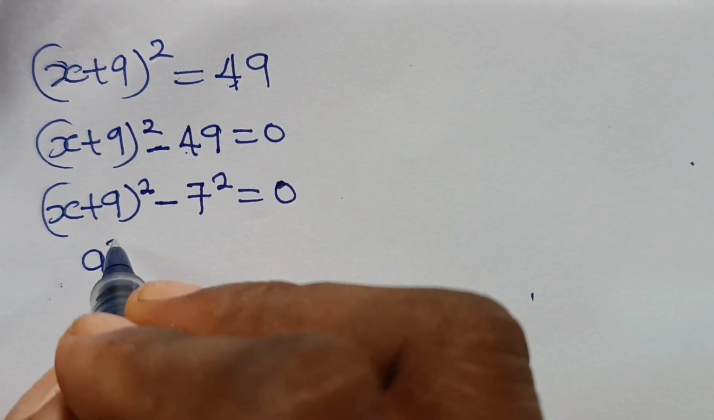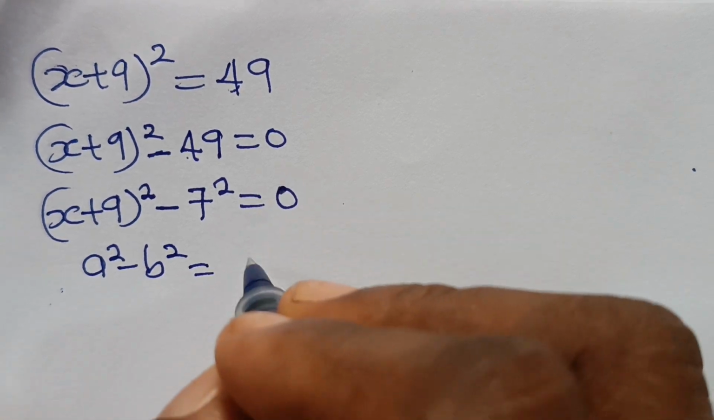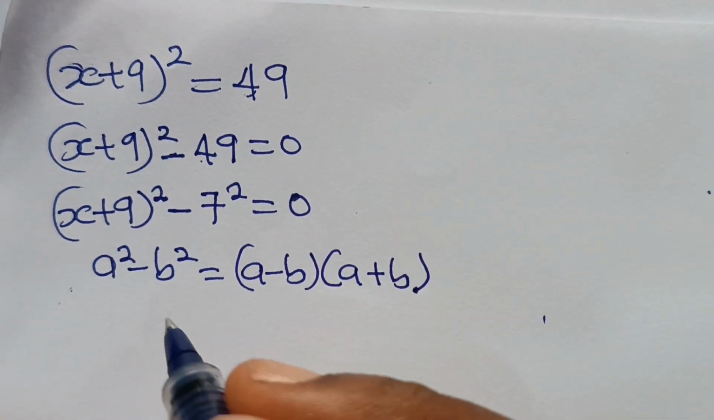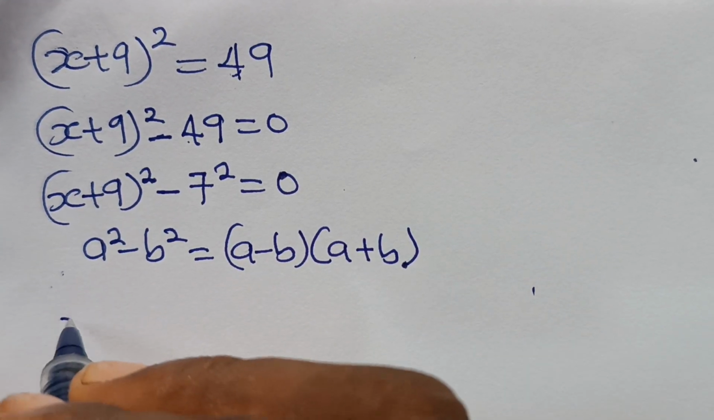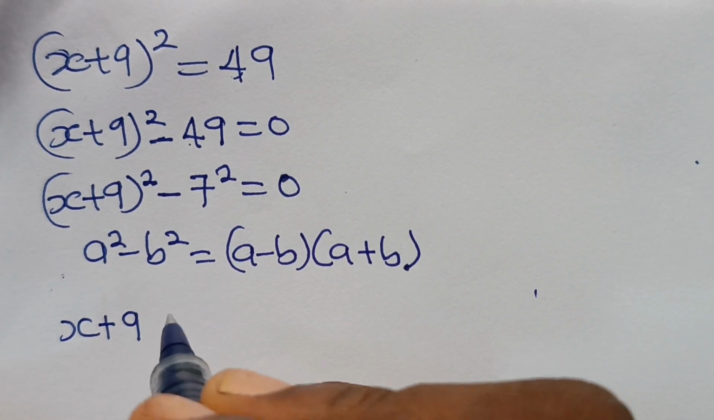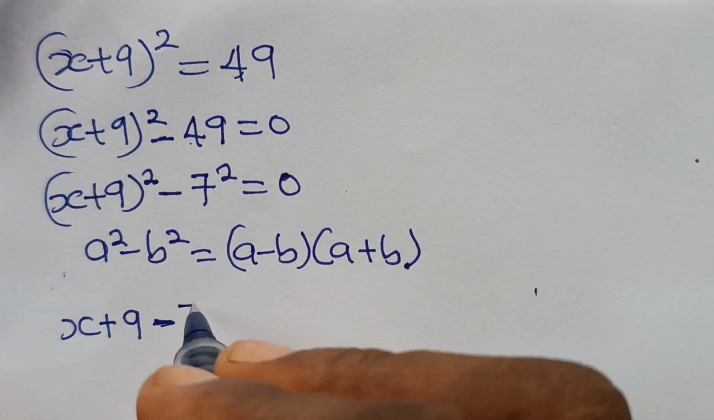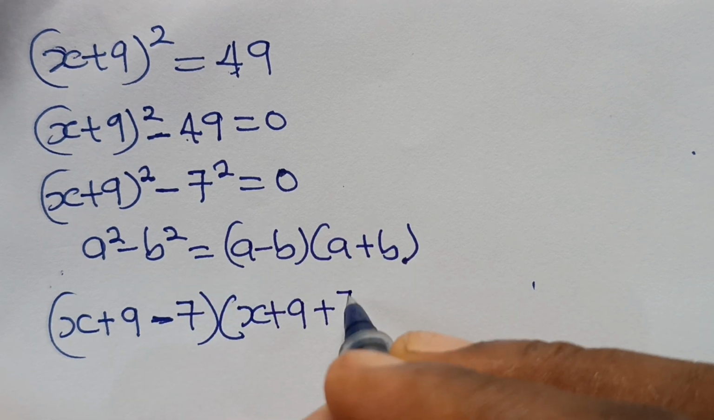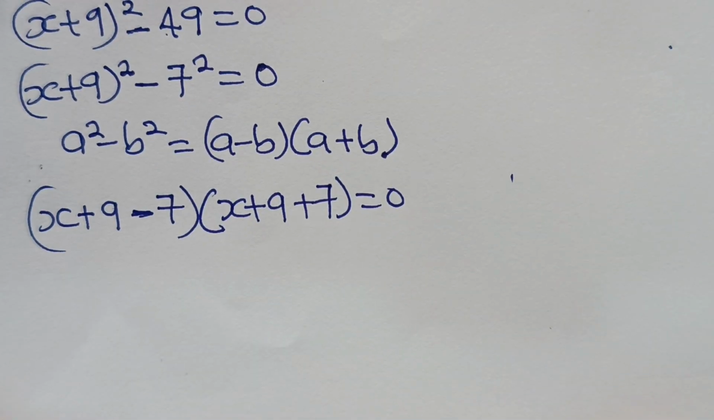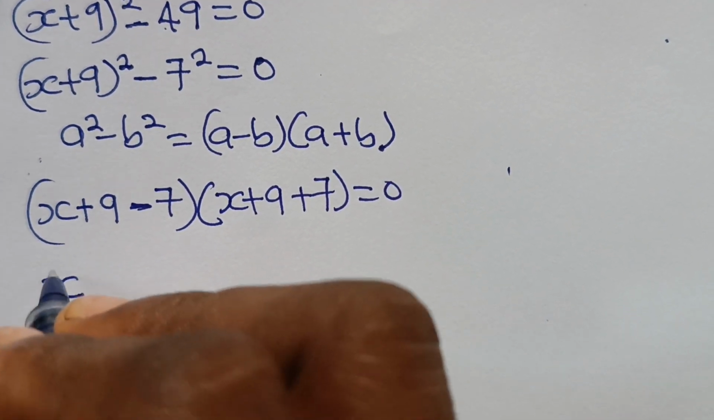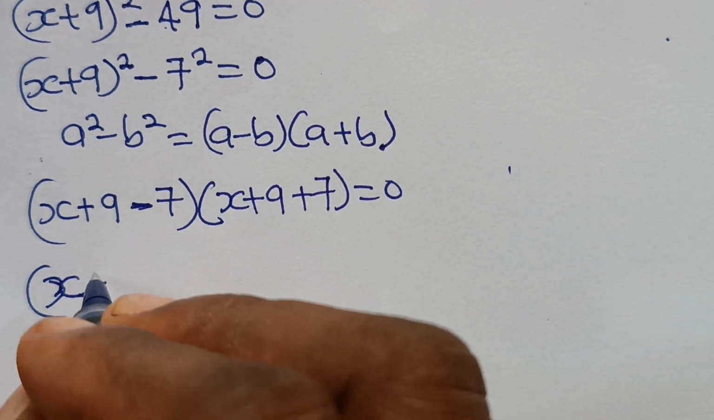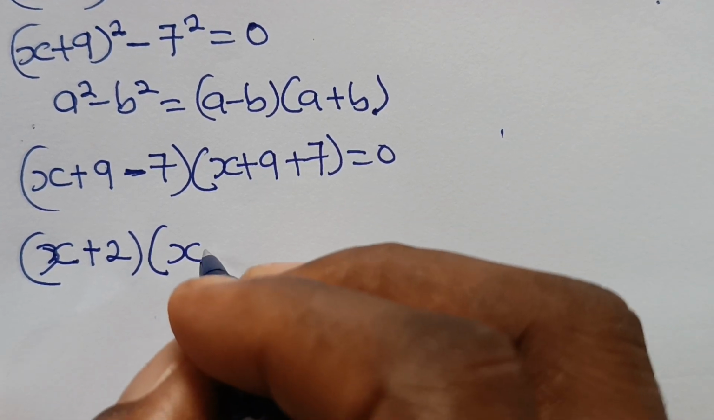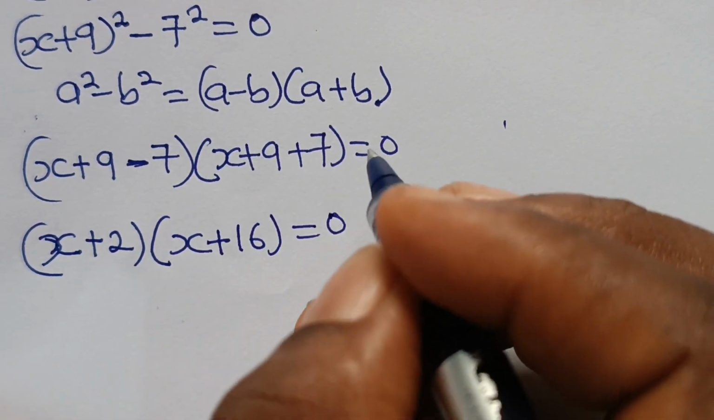Yes, remember that a squared minus b squared is equal to (a minus b) multiplied by (a plus b). Okay, so it means that we can write this as (x + 9 minus 7), where b is 7, multiplied by (x + 9 plus 7), is equal to 0. Now we solve: 9 minus 7 will give us 2, and 9 plus 7 will give us 16, is equal to 0.